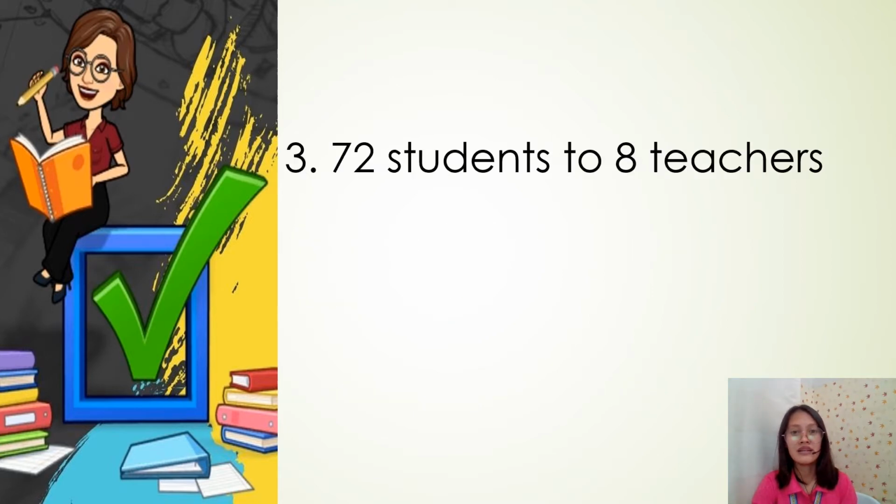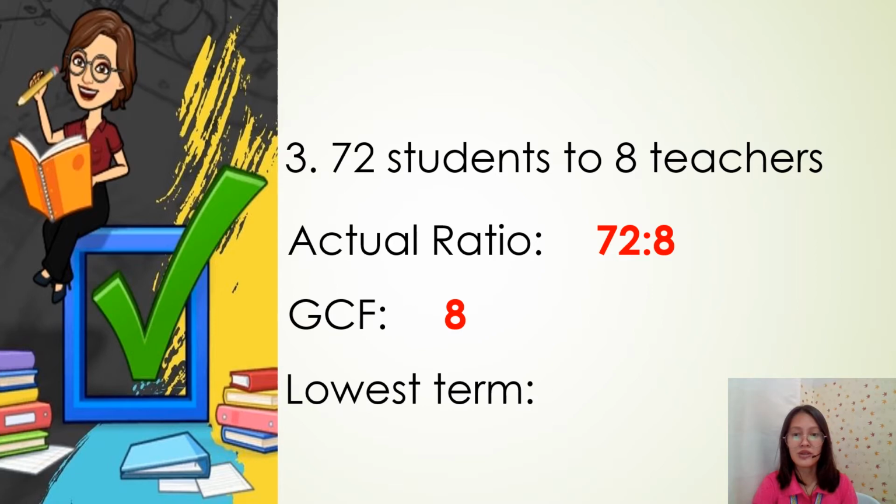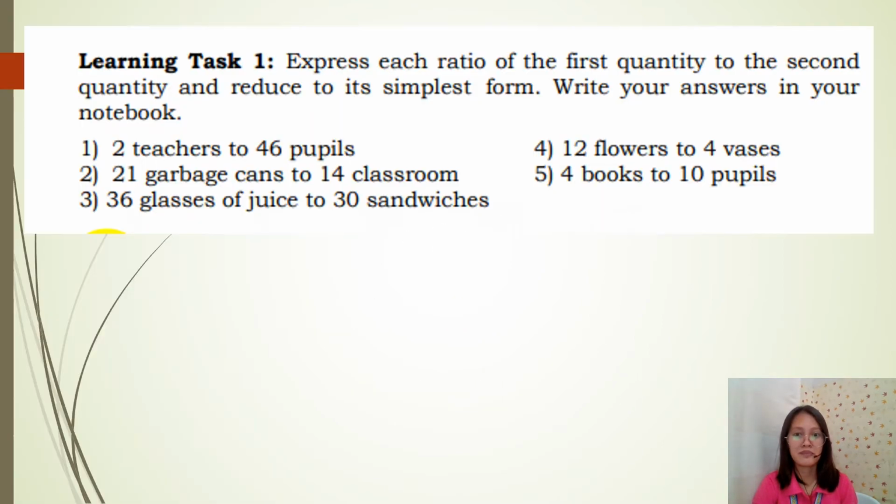Another example, let's say we have 72 students to 8 teachers. Again, write the actual ratio. We're going to have 72 is to 8. And then, find the GCF of 72 and 8. By doing so, we're going to have 8. Then after getting the GCF, divide both terms by 8 to get the lowest term. 72 divided by 8 and 8 divided by 8. Therefore, our lowest term is 9 is to 1.